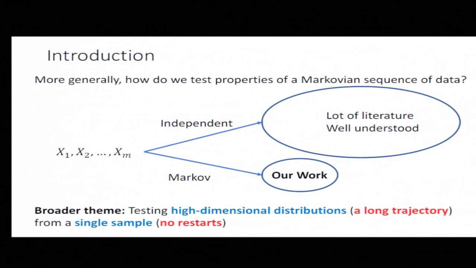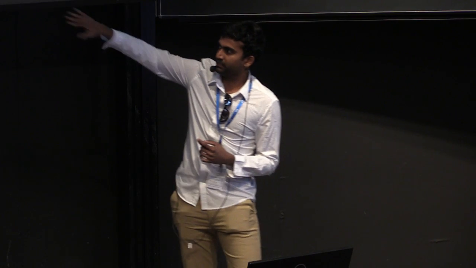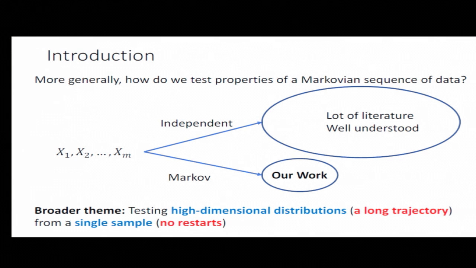It fits in the broader theme of property testing questions relating to high-dimensional distributions, where you get access to only a single sample. In this case, the trajectory x1 through xm we observe is like an m-dimensional distribution, you can think of it, and because there are no restarts allowed, it's like you only have a single sample.